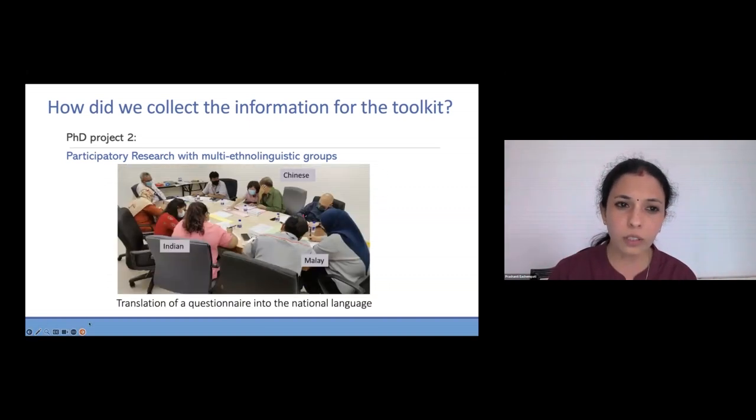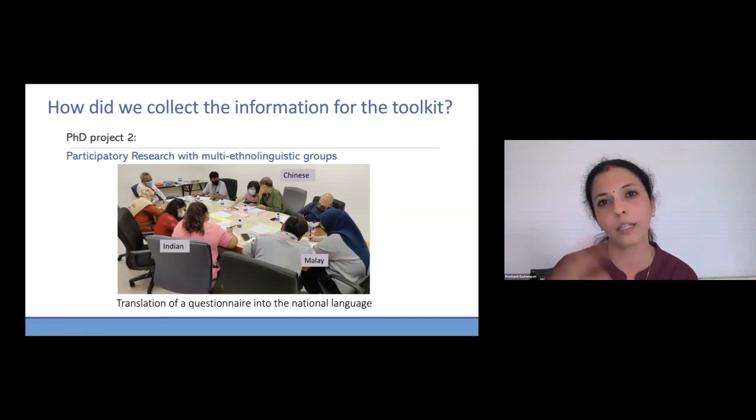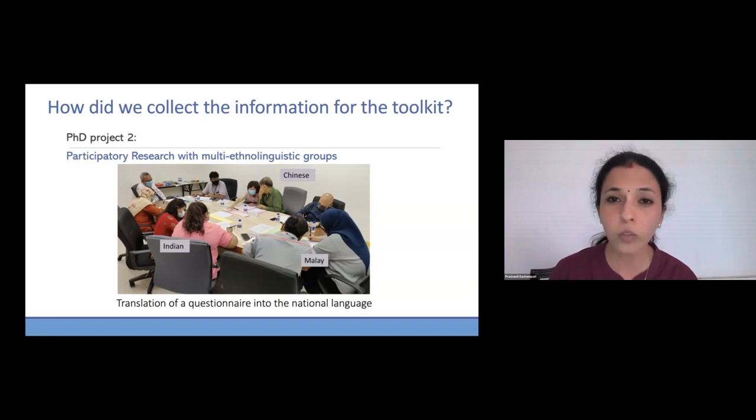As a part of this PhD project, we also did one more exercise of translating an English questionnaire into the national language, which was Bahasa Malaysia, which was spoken uniformly by all the 3 different ethnic groups. However, when we engaged them in the translation process, we found that their mother tongue influences certain words and interpretation of words, which was very interesting and fed into the multi-ethno-linguistic toolkit as well.